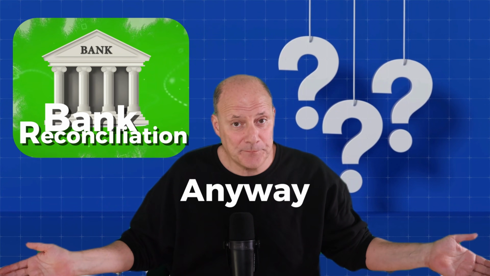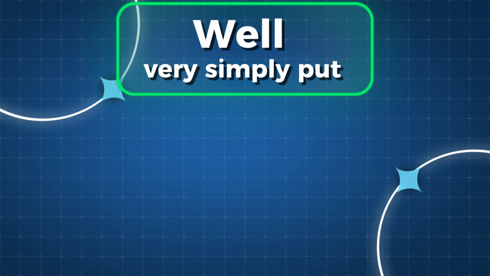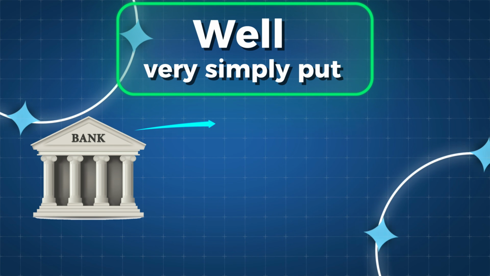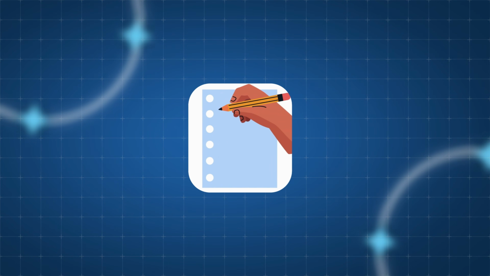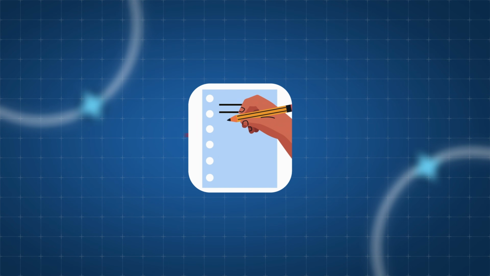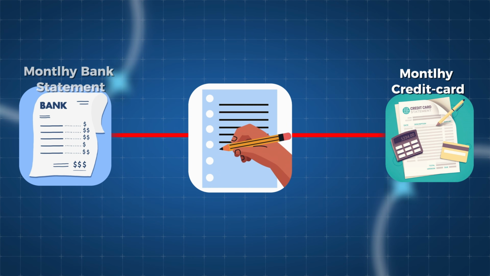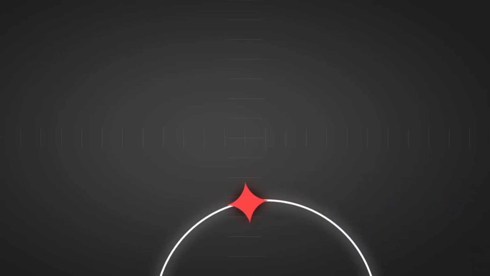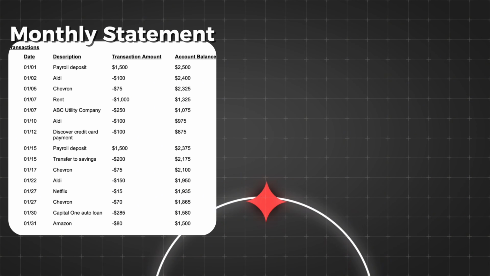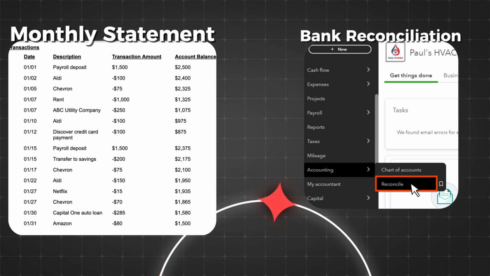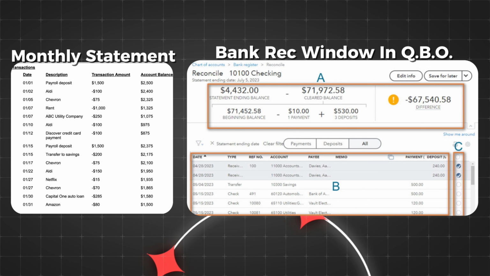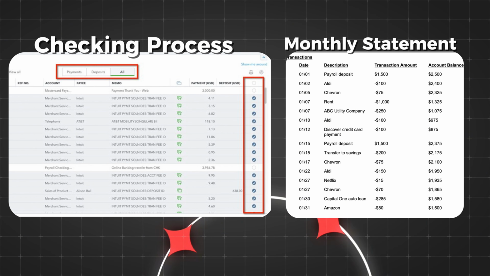So what is bank reconciliation anyway? Well, very simply put, bank reconciliation is a procedure. It's something you do every time you receive a monthly bank statement from your bank or receive a monthly credit card statement from your credit card company. As soon as you get your monthly statement, you open up the bank reconciliation window in QuickBooks Online and begin the bank reconciliation process. Now, this is a very simple process to understand.